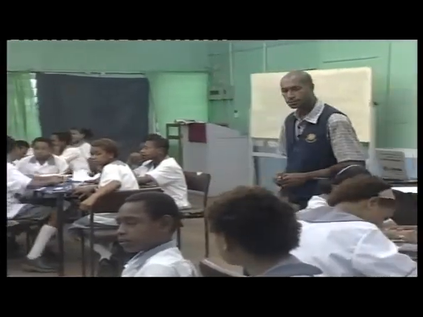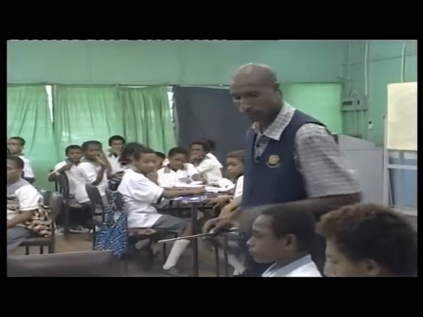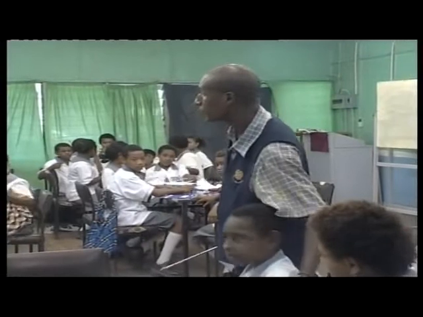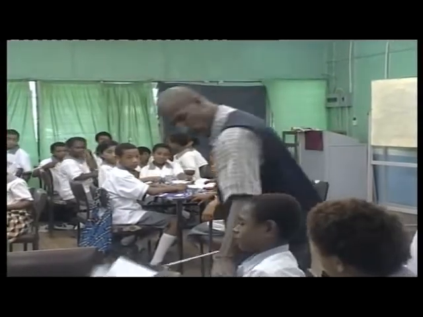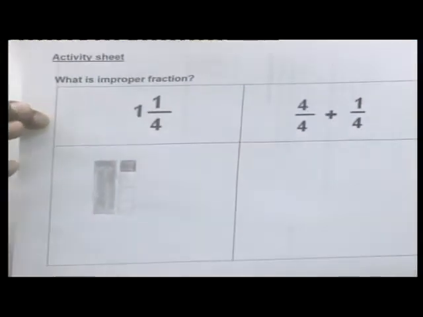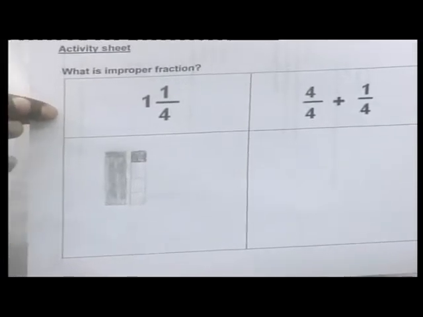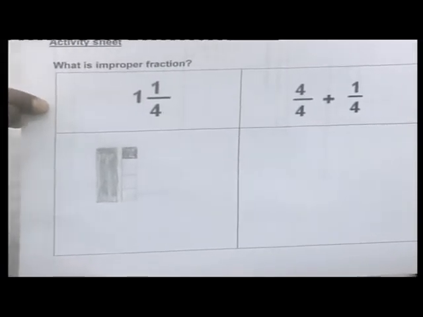Now, students, let's see one more here. Emmanuel's group, our friend Alexander. Now, students, is their work correct? Did they have the diagram of 1 and 1/4?